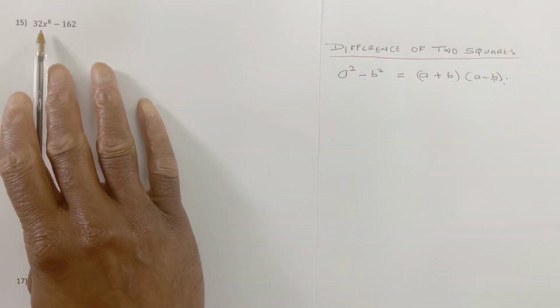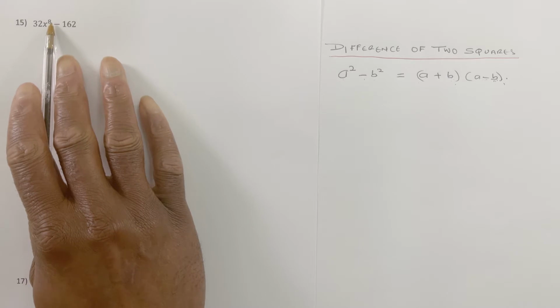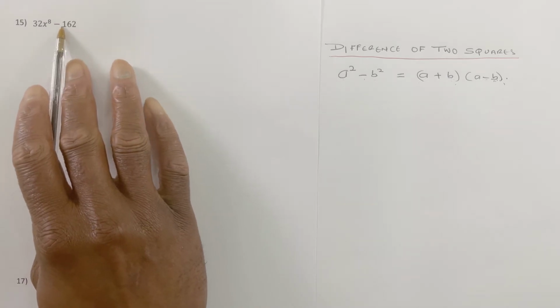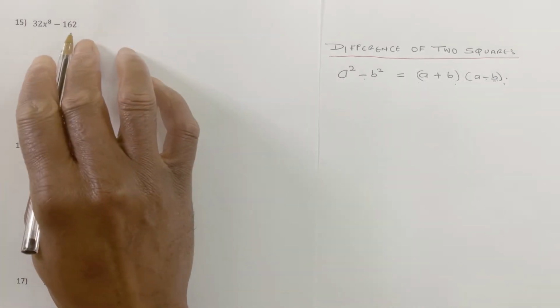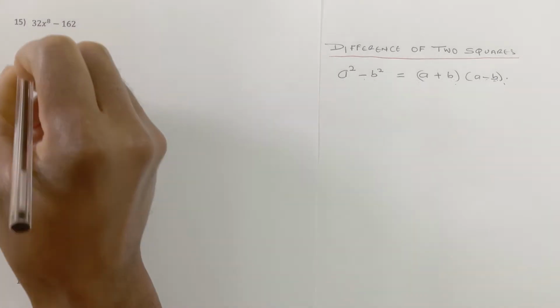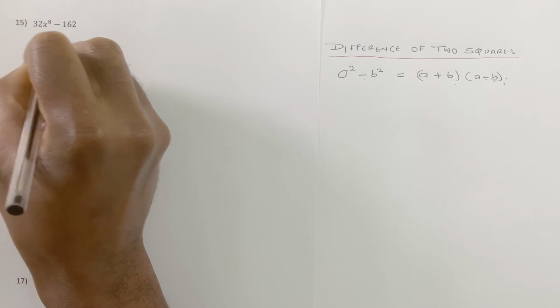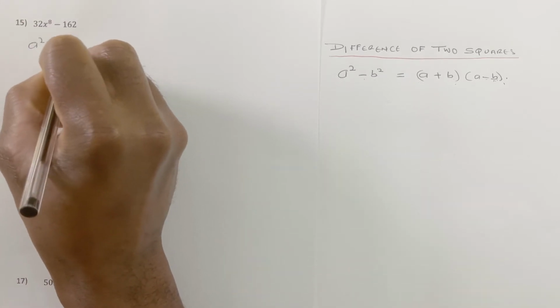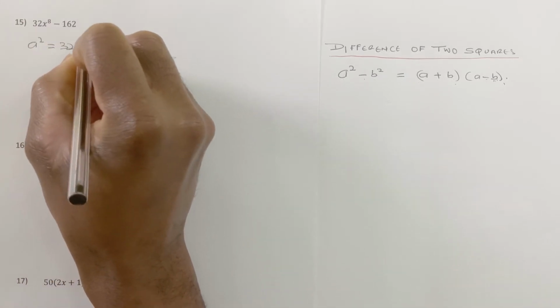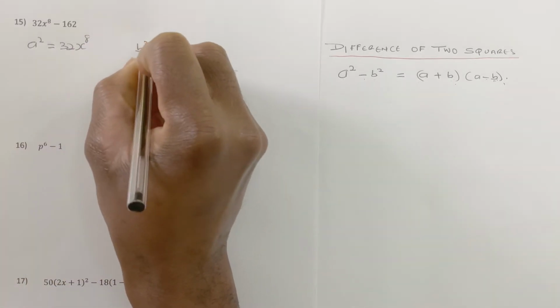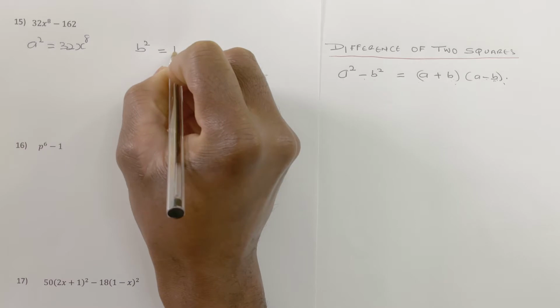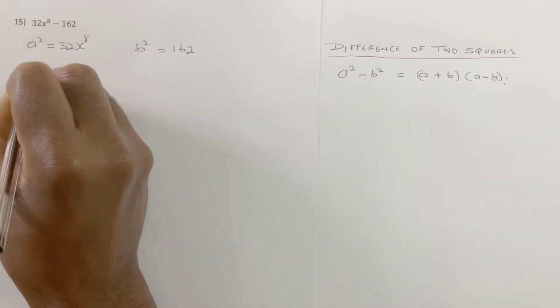Question 15, 32x to the power of 8 minus 162. Okay, so again, if it's not so obvious, apply that method. So you can say a squared is equal to 32x to the power of 8 and b squared equals 162.